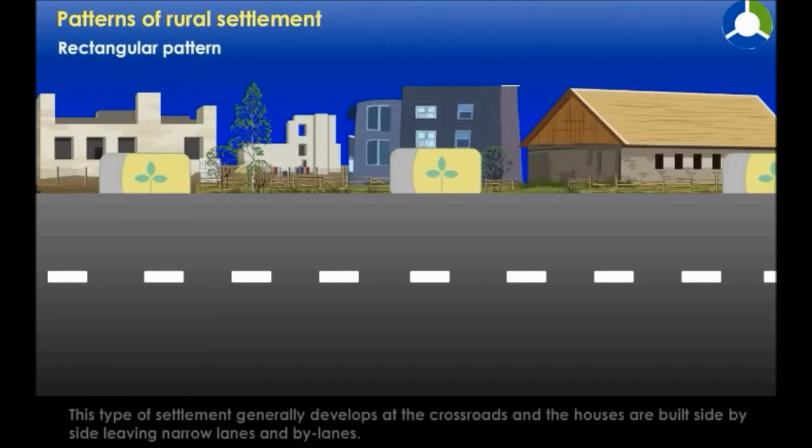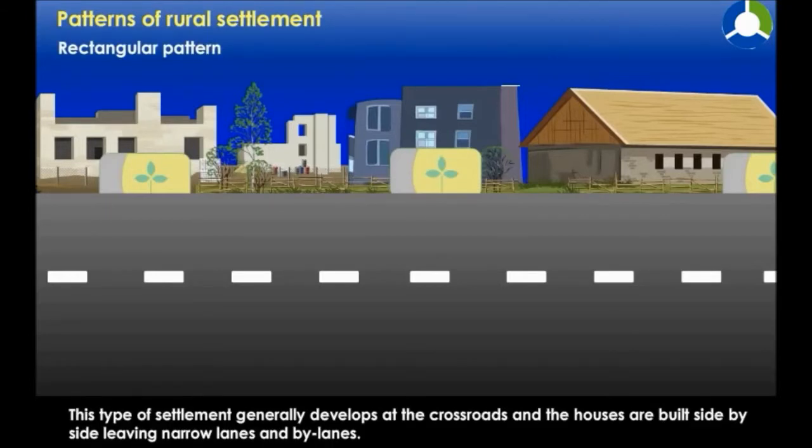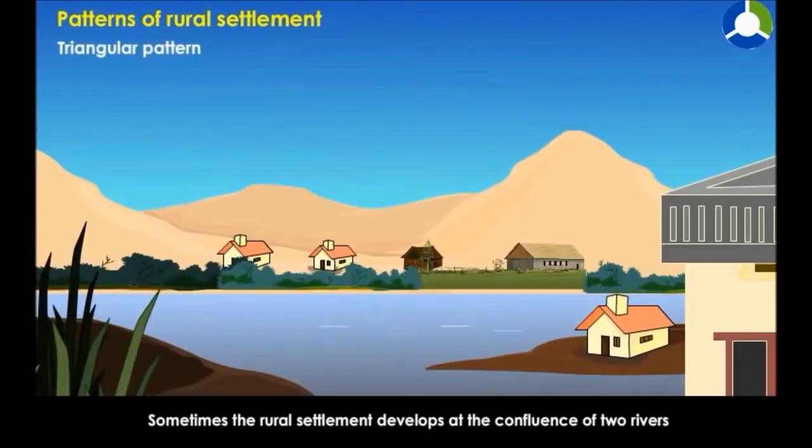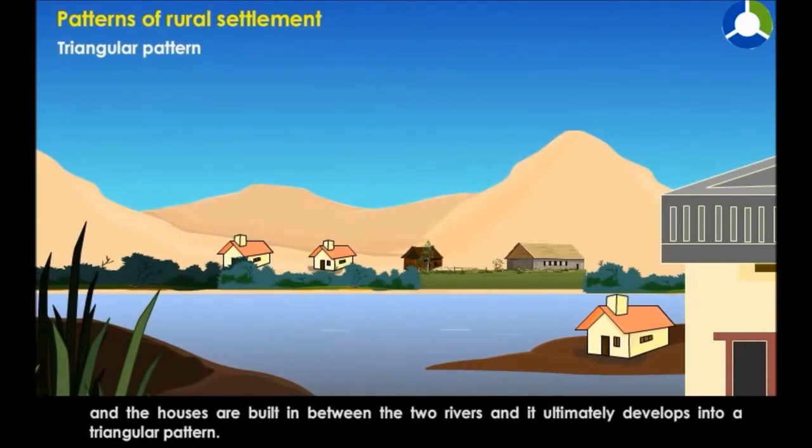Rectangular pattern. This type of settlement generally develops at the crossroads and the houses are built side by side, leaving narrow lanes and bylanes. Triangular pattern. Sometimes the rural settlement develops at the confluence of two rivers, and the houses are built in between the two rivers, and it ultimately develops into a triangular pattern.